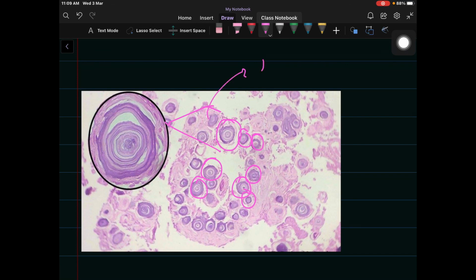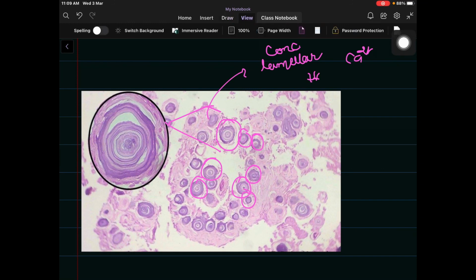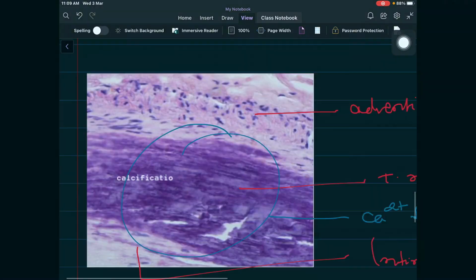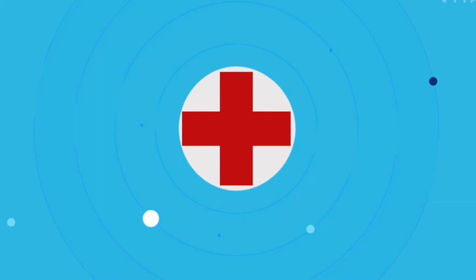This is the zoomed picture of this one. So we can see the lamellar deposition, not lamellar, it is the specific concentric lamination of the calcium deposition within the tissue. So at this point we completed the intracellular accumulation of the calcium.